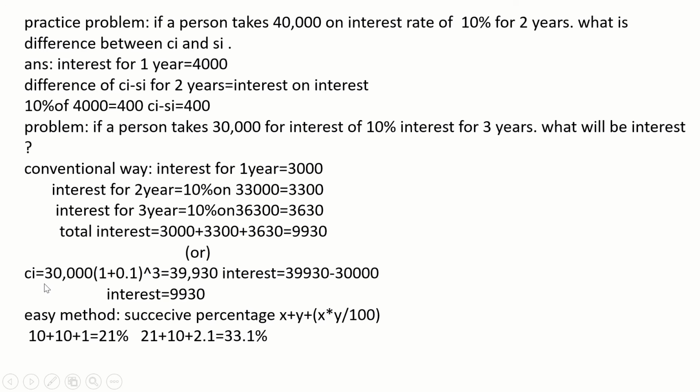You also have the conventional way of solving using the formula P into 1 plus R by 100 whole power n. R by 100 means 10%, which is 0.1. So if you multiply 1.1 three times, you get the same percentage. So you will get the answer. By deducting the principal amount, you get the interest. By this, I believe that you can understand the difference between simple interest and compound interest.